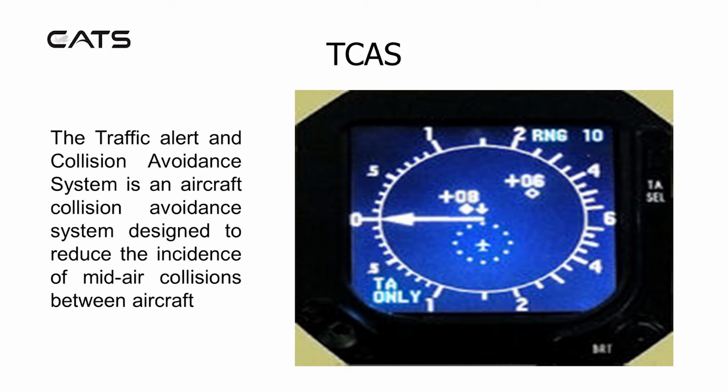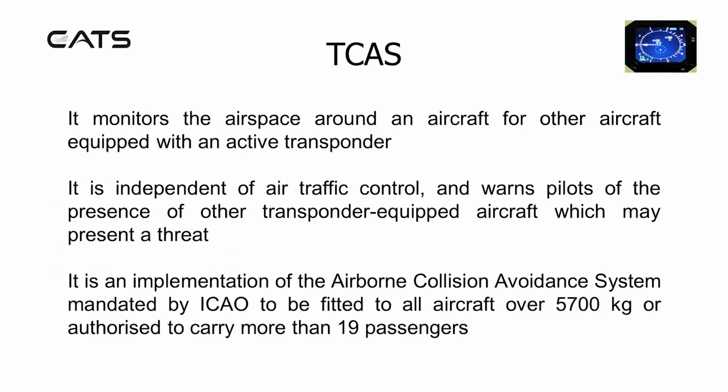TCAS. The Traffic Alert and Collision Avoidance System is an aircraft collision system designed to reduce the incidence of mid-air collisions between aircraft. It monitors the airspace around an aircraft for other aircraft equipped with an active transponder. It is independent of air traffic control and warns pilots of the presence of other transponder-equipped aircraft which may present a threat.